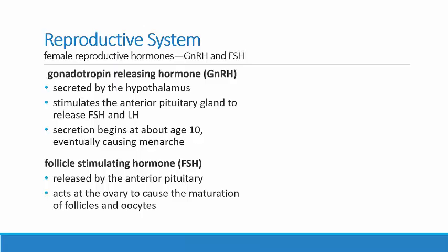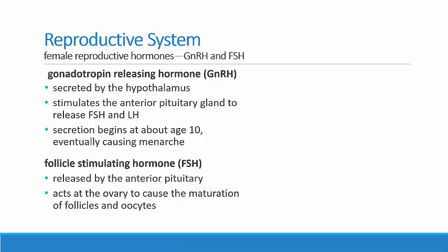And we generally see secretion of GnRH beginning somewhere around age 10, give or take. Some girls go into puberty earlier than that. Others, it takes a little longer to reach puberty. But eventually, the production of GnRH and then the FSH and LH production is going to cause menarche, the onset of the menstrual cycle in the female.